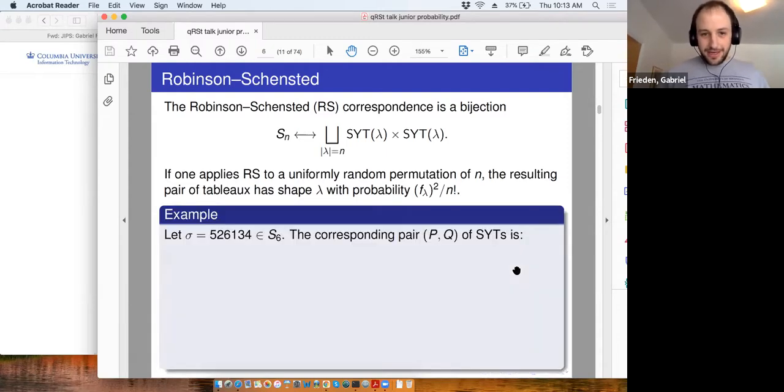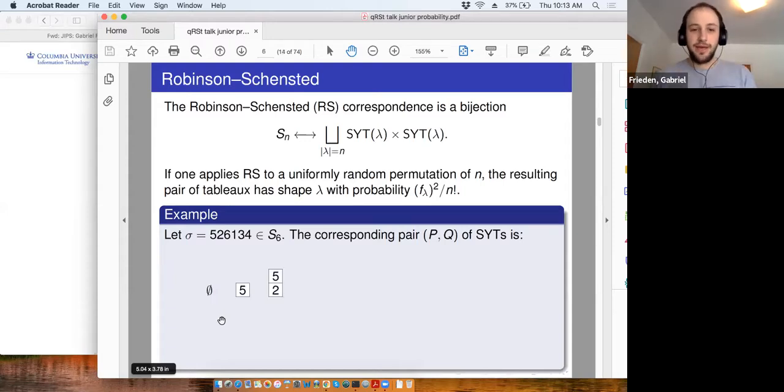So now let me give an example of how this algorithm works. I start with a permutation, say this permutation in S6. I'm using one line notation, so this means 1 is sent to 5, 2 is sent to 2, 3 is sent to 6, etc. So here's how I compute a pair of tableaux. I start with the empty tableau with no boxes. Then I take the first entry in the permutation and I stick it into the tableau.